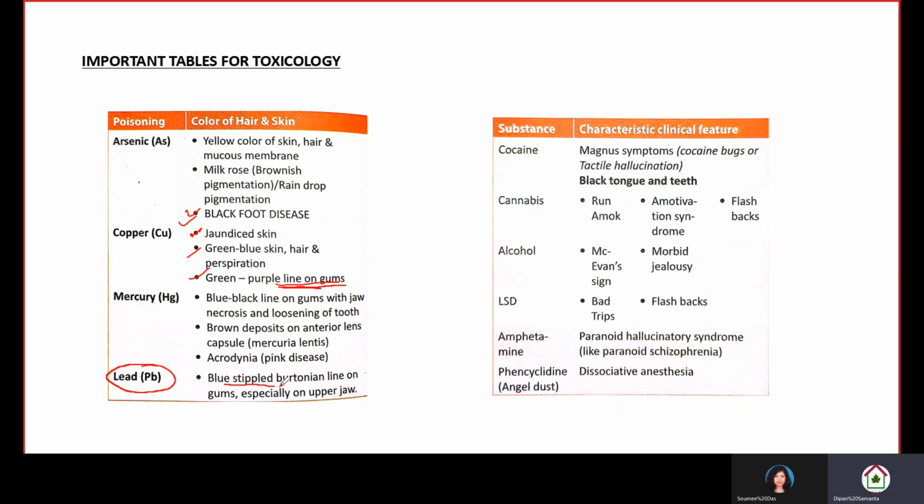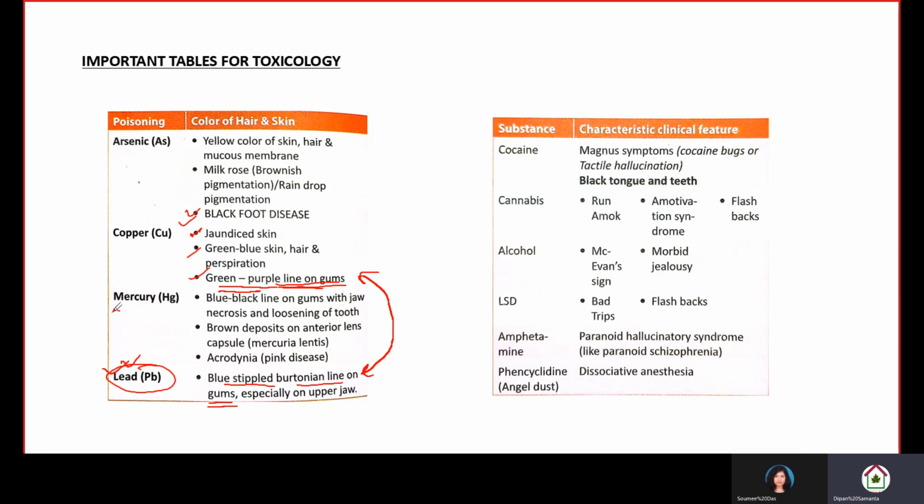In lead, there is a blue stippled Burtonian line. And in copper, a purple line on gums occurs. In copper, there is green blue skin, hair and perspiration, and a green purple line on gums. Okay, so you need to remember these two. The Burtonian line is seen in lead poisoning.